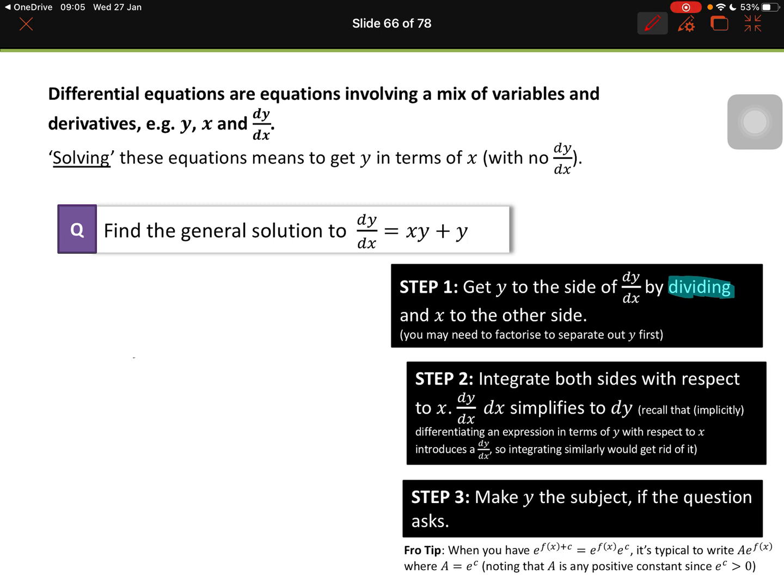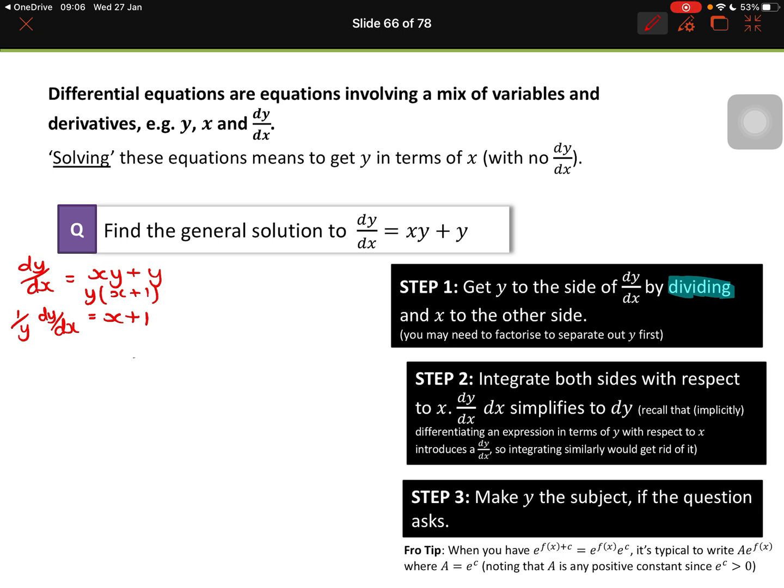So if we're starting with dy/dx equalling xy plus y, in order to get y to the side, I'm going to need to factorise y out. So all I'm going to do is take out the y, so I'll have x plus 1 there, and I'm going to divide by y underneath. So what I'll end up with is 1 over y dy/dx, because I divided by y, equals x plus 1. So all of my y's are on the side of dy/dx, everything on the other side is x's.